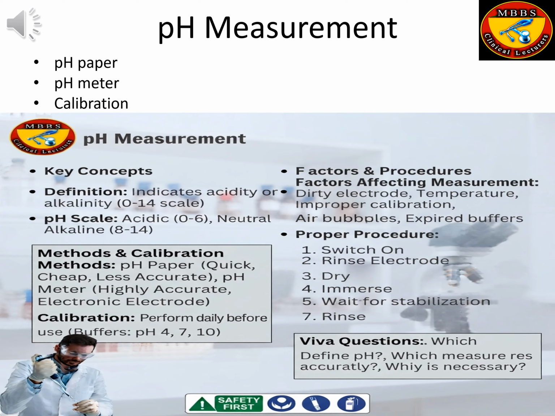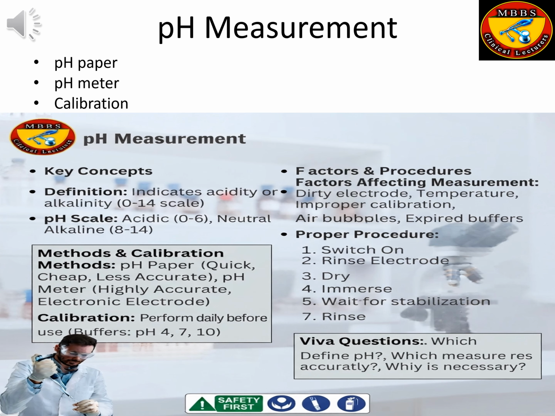Applications: water analysis, food industry, pharmaceutical manufacturing, cell culture, clinical laboratories, environmental monitoring. Proper procedure: 1. Switch on the pH meter. 2. Rinse electrode with distilled water. 3. Dry gently with tissue. 4. Immerse electrode. 5. Wait until reading stabilizes.